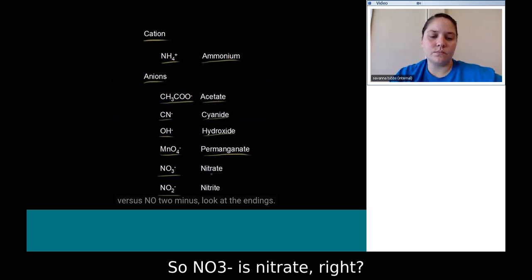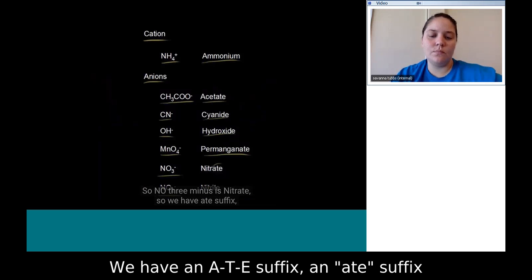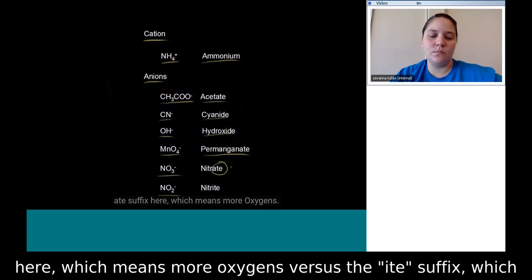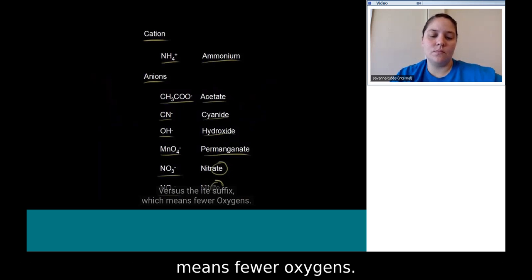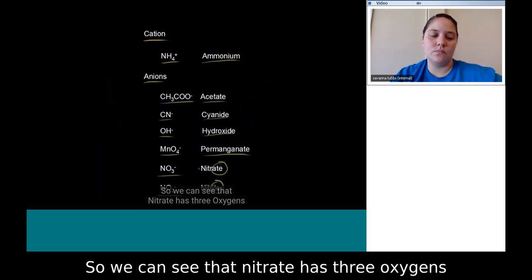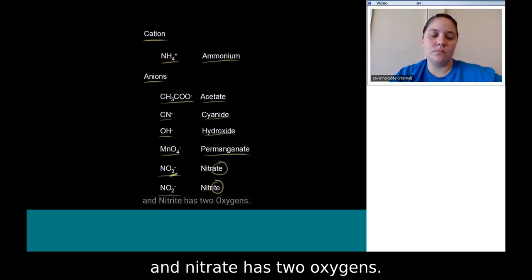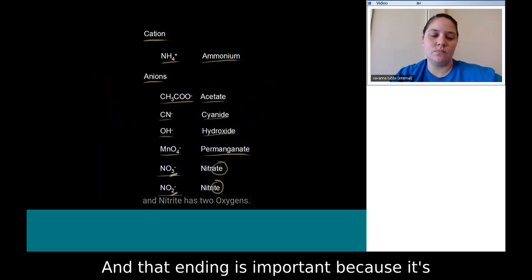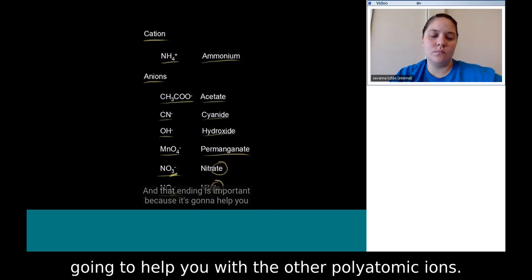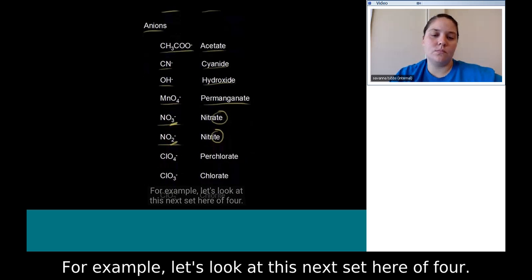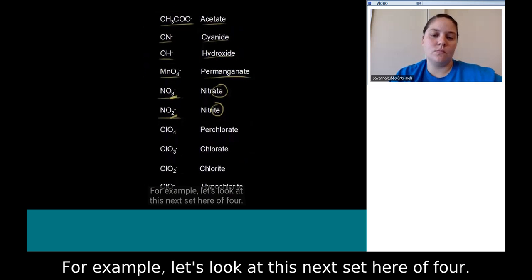So NO3- is nitrate, right? So we have an ate suffix here, which means more oxygens, versus the ite suffix, which means fewer oxygens. So we can see that nitrate has 3 oxygens and nitrite has 2 oxygens. And that ending is important because it's going to help you with the other polyatomic ions. For example, let's look at this next set here of 4.